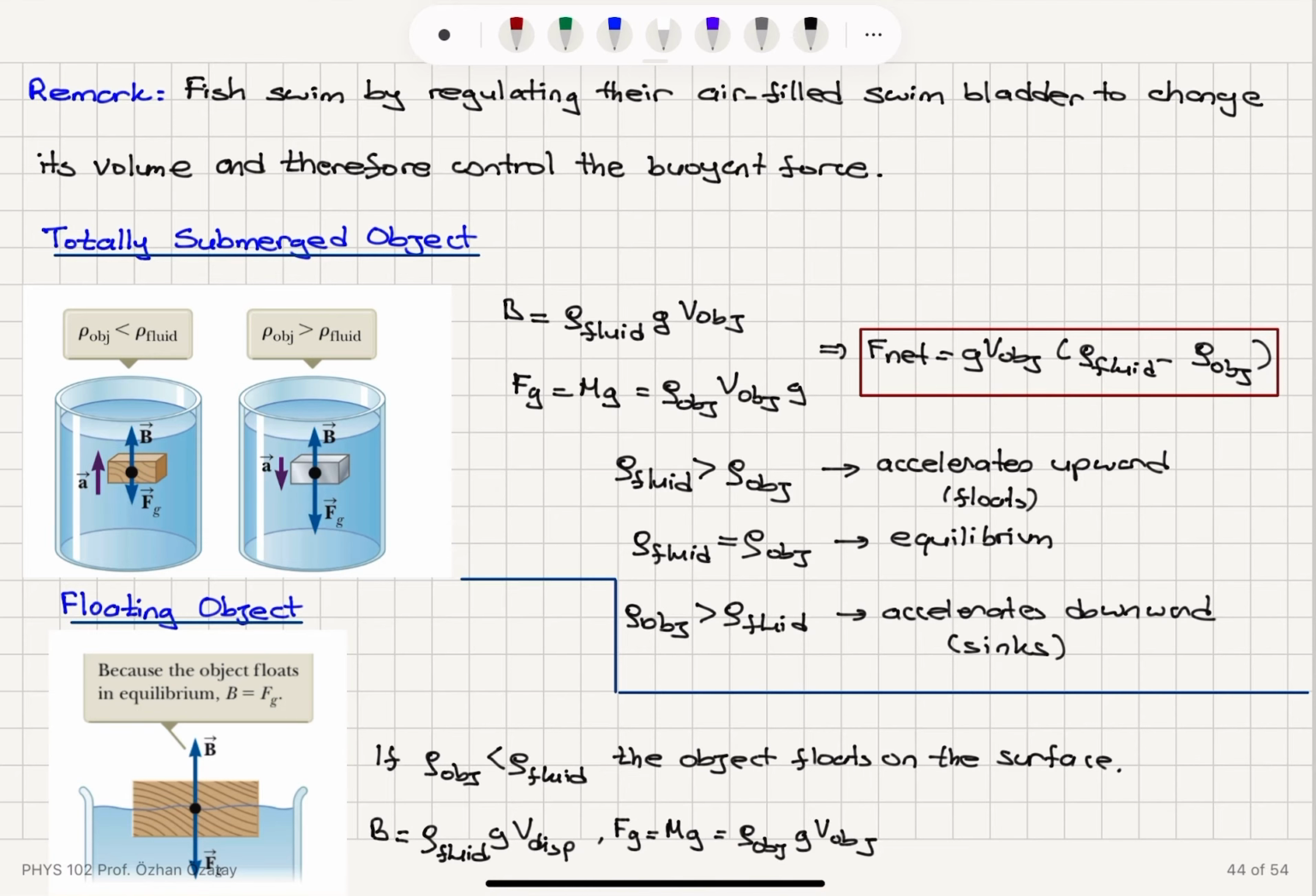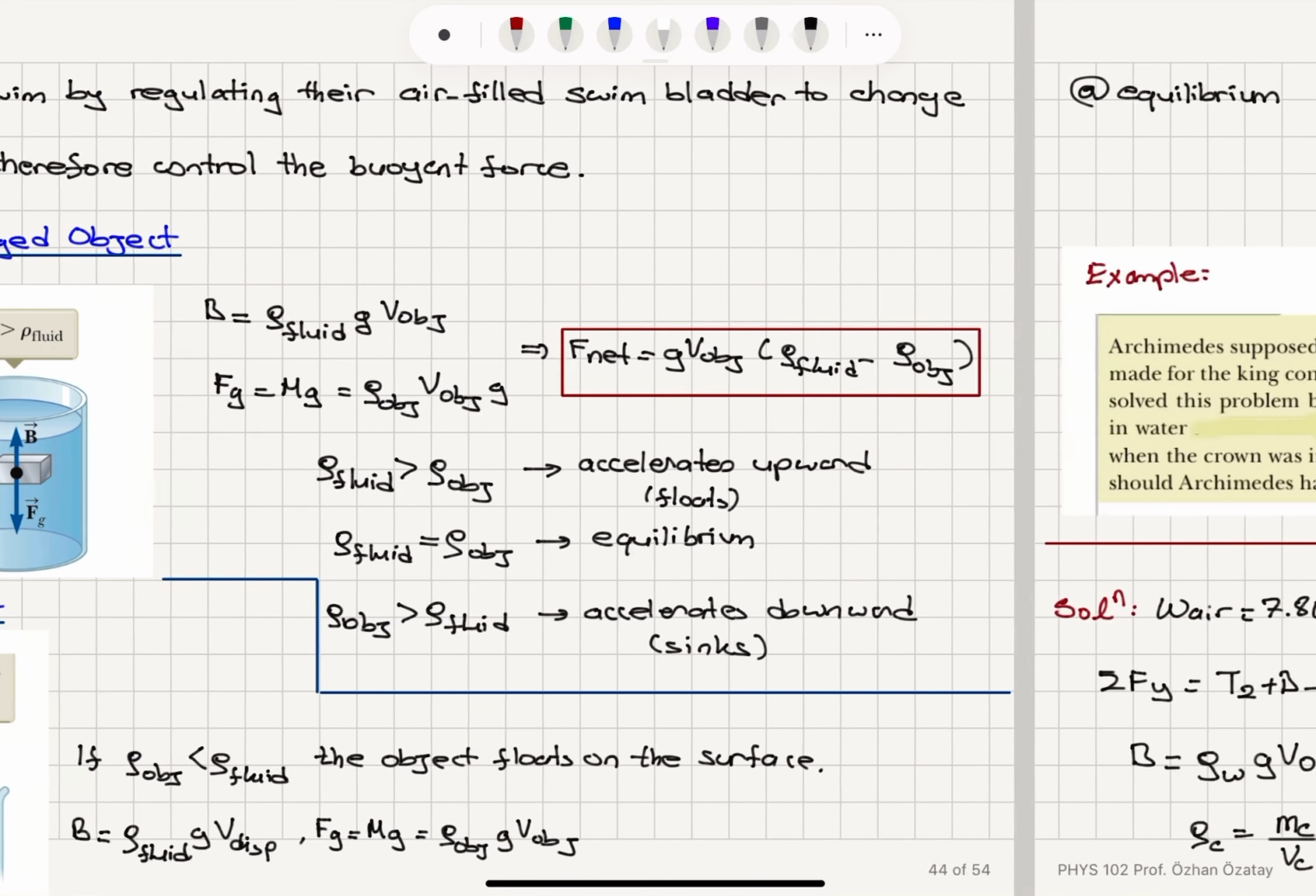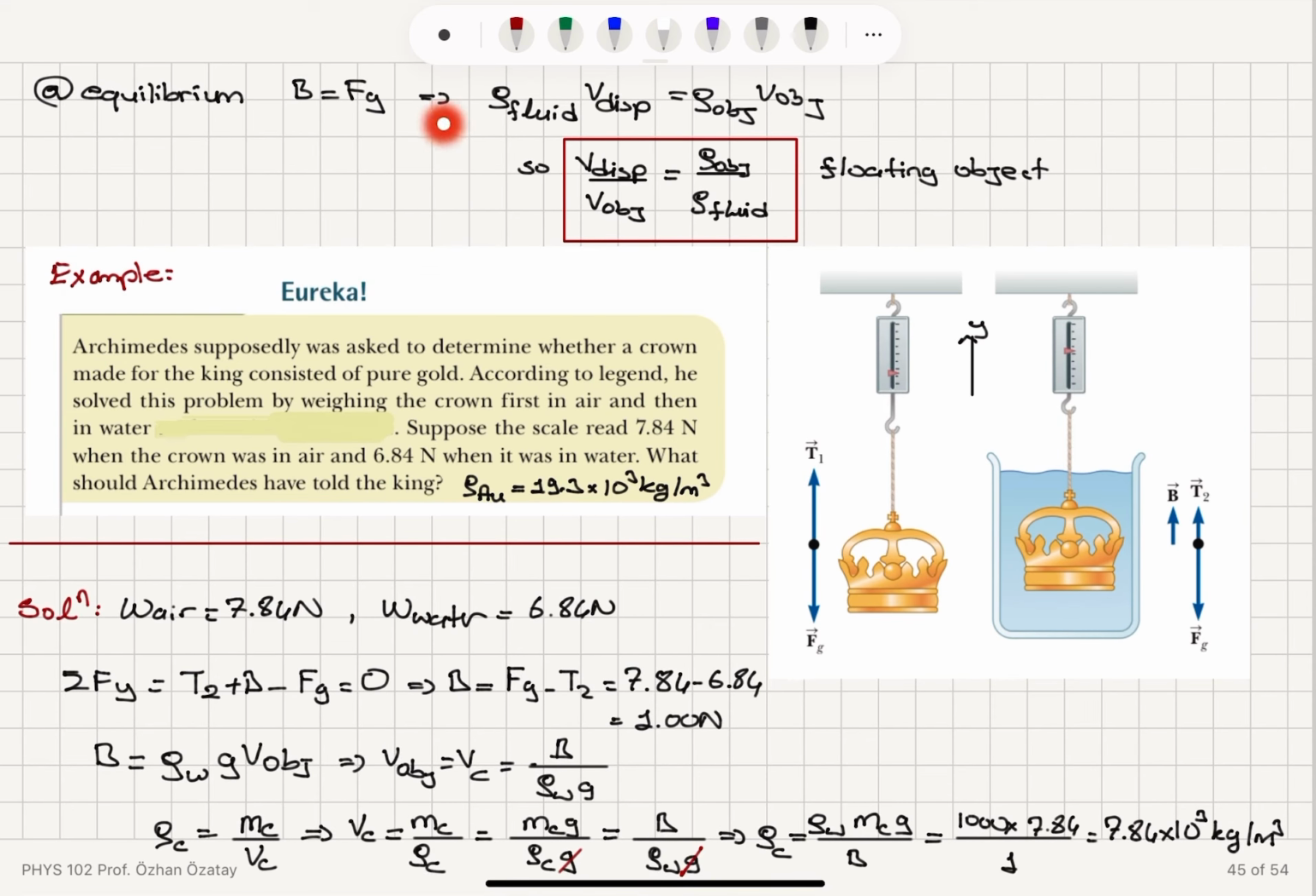So this situation tells us that rho fluid g V displaced is equal to rho object g V object, or rho fluid g V object inside the fluid is equal to rho object g V total volume of the object. This equation of the two forces gives us V displaced divided by V object is rho object divided by rho fluid. Or the volume inside the fluid divided by the total volume is the ratio of the density of the object to the density of the fluid for a floating object.